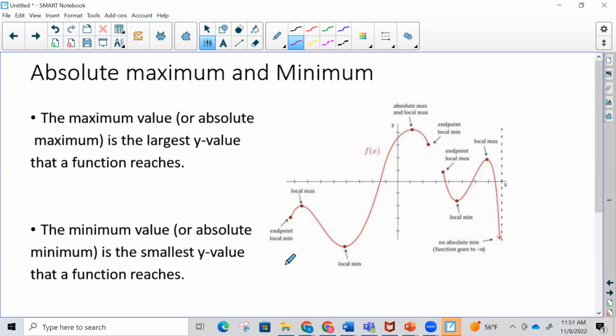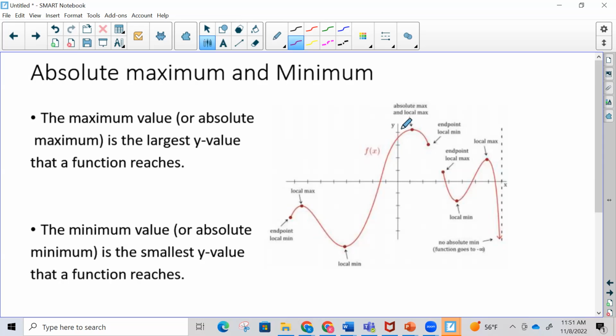So if I look at this function, I have this endpoint. Endpoints are always max or min. So this endpoint is a min. It's the lowest point in this region. Then I have this local max. Then I come down to this local min. I come up to this local max.